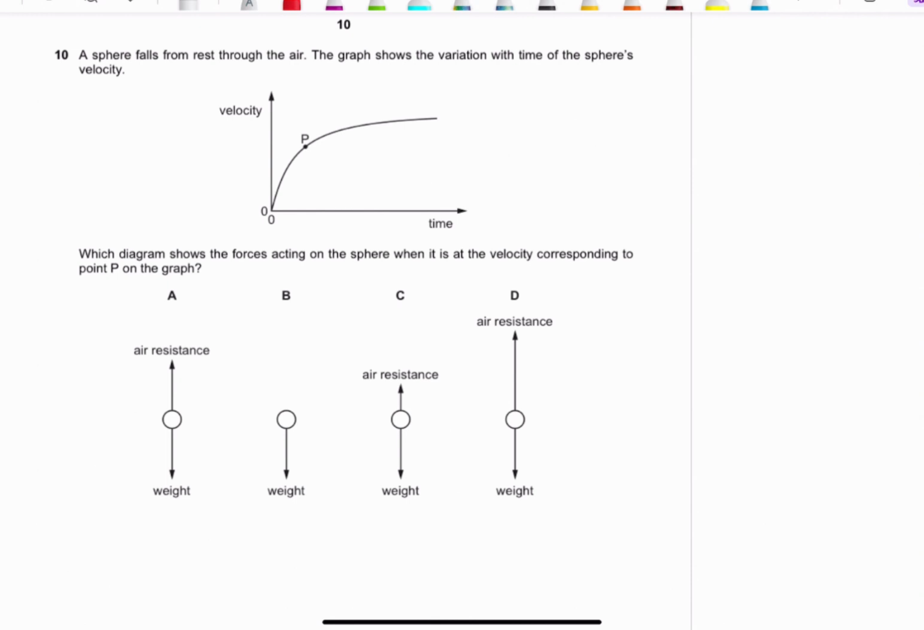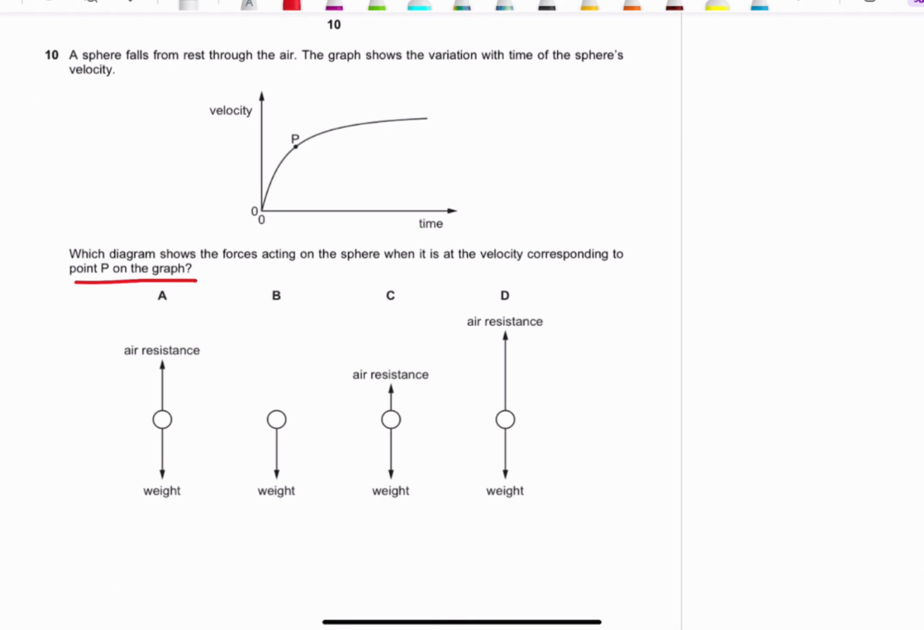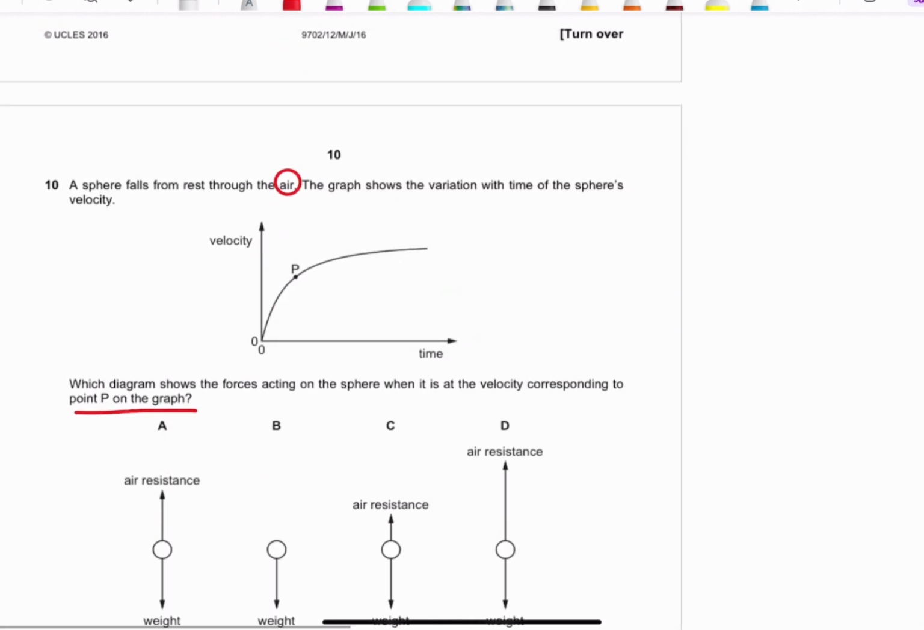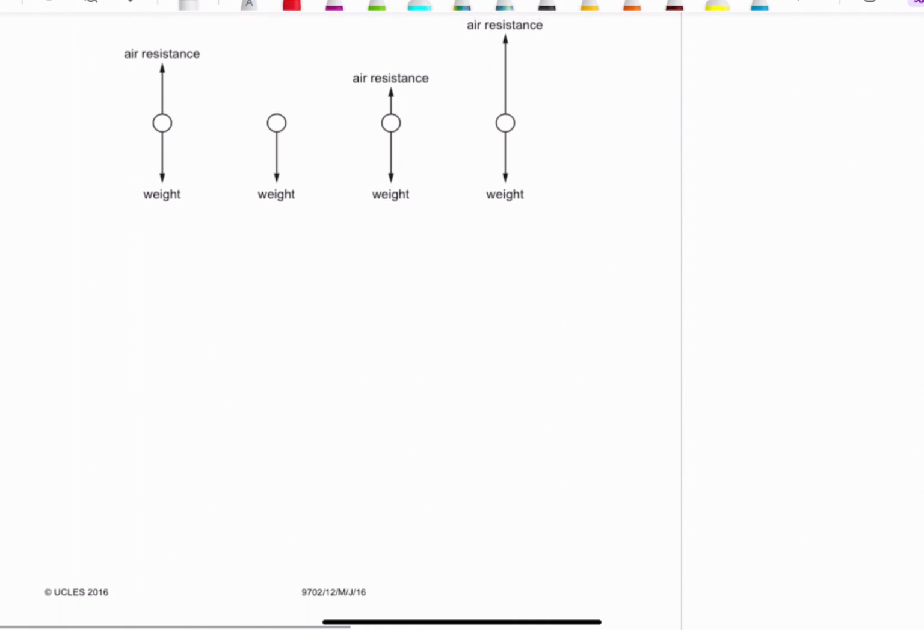Moving on to question number 10. We'll be given a sphere that falls through the air, right? The graph shows the variation with time of the sphere's velocity. Which diagram shows the forces acting on the sphere when its velocity corresponds to the point P on the graph? So again, as something falls through air, it's going to encounter what we call air resistance, right?